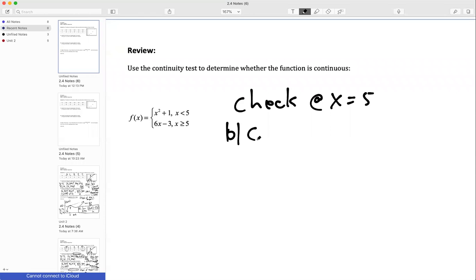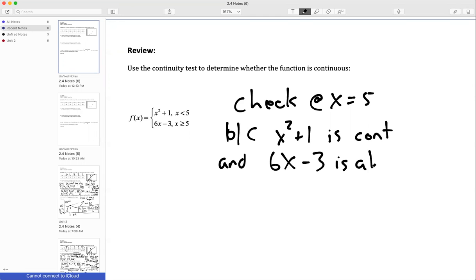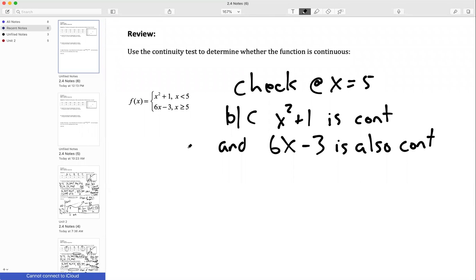because the left side of the piecewise function, x squared plus 1, is continuous. And the right side of the piecewise function, 6x minus 3, is also continuous. Therefore, the only point that it could be discontinuous is where the piecewise function comes together at 5. So we are going to evaluate using our continuity test to see if the piecewise function is continuous at 5.